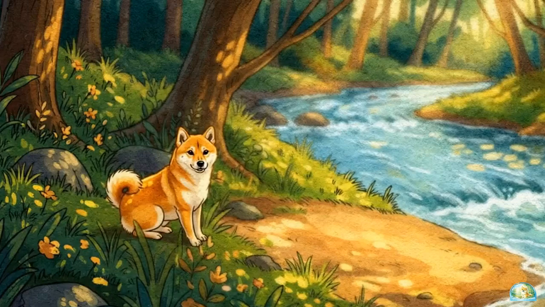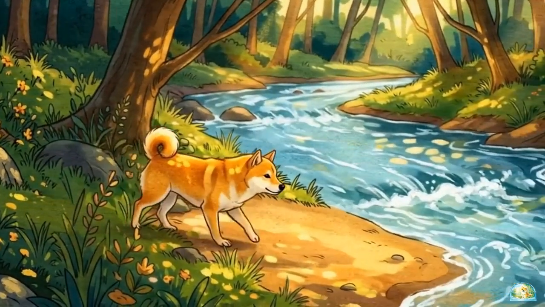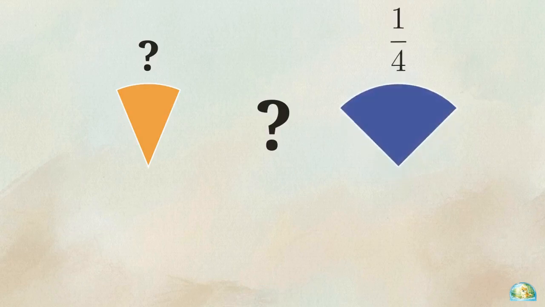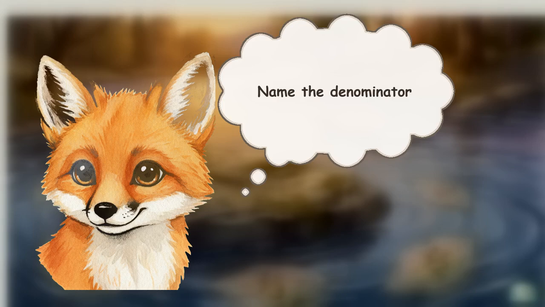My time at the river bend is done for today. Equal pieces make fair shares. Before I see you at the next bend, think about this. If Sedge cut a round into 8 equal parts and took 1, what is that piece called? And is it bigger or smaller than 1/4? Once you can name the pieces and count how many you have, you can work with any fraction Sedge brings to the rock. Name the denominator.